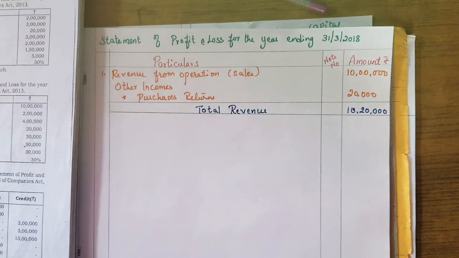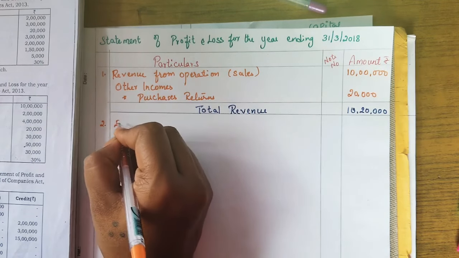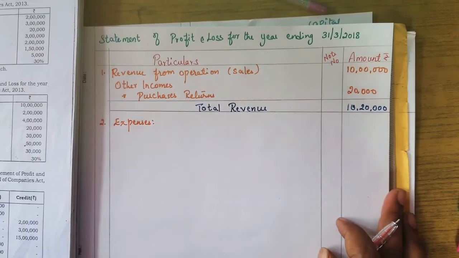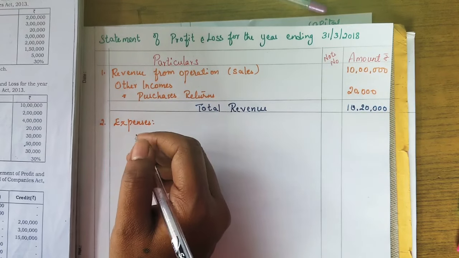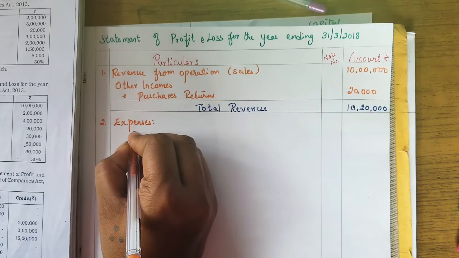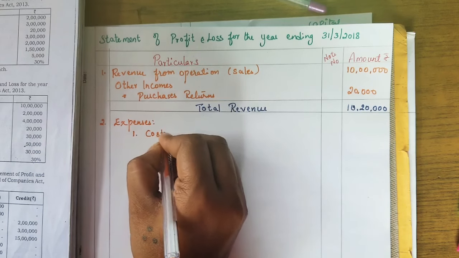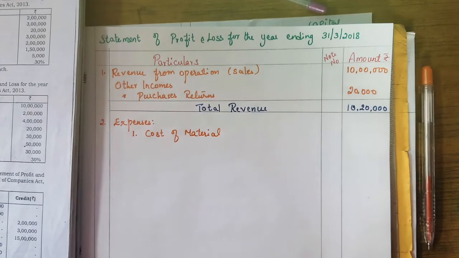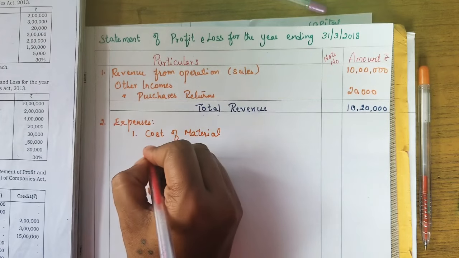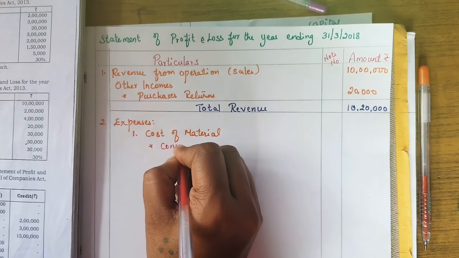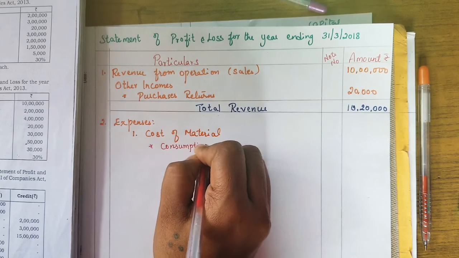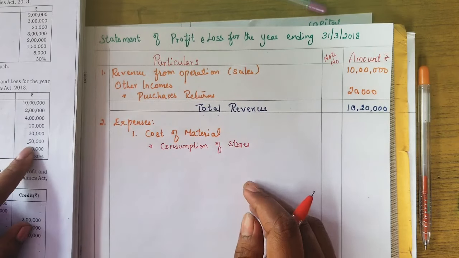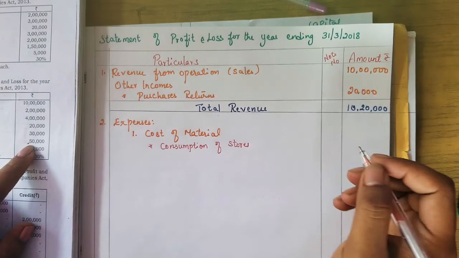That is the total revenue. Okay. Next we have expenses. Moving on to the expenses. So under expenses, the first that we have seen here is the cost of material. Under cost of material we have one item, that is consumption of stores. These are the materials that have been used. It is amounting rupees 50,000.